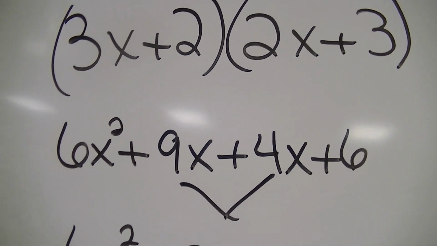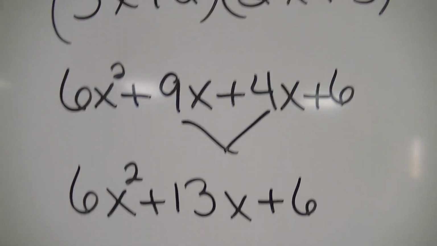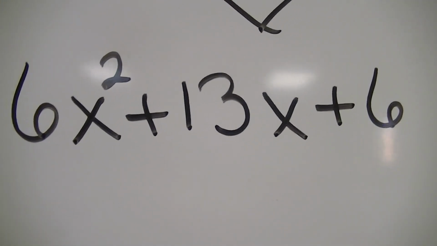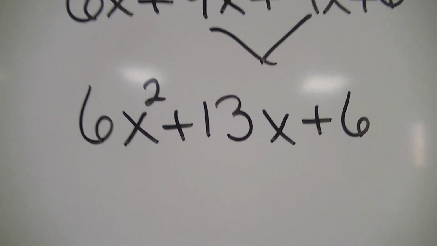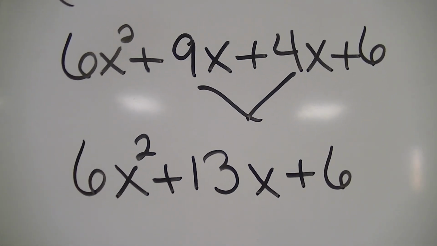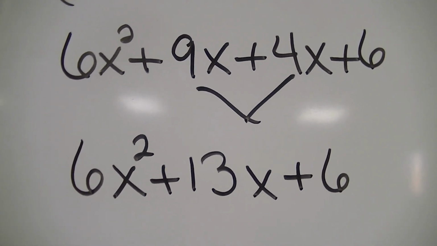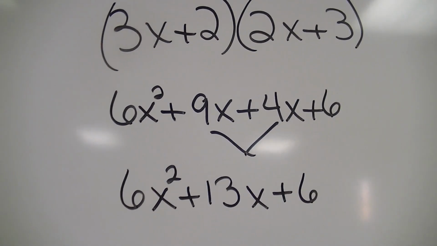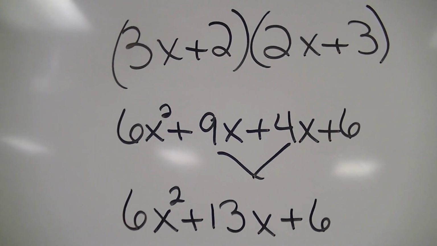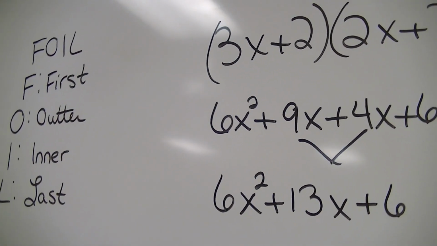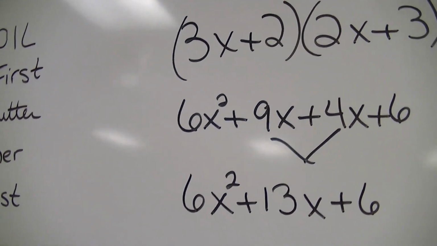Now again, we got a collecting of terms. We got a 9x and a 4x there. So our final answer is going to be 9 plus 4 gives us 13x, right? So 6x squared plus 13x plus 6 is how we get the final answer from that one. So same exact steps on that FOIL method, even if there's a number in front of the x.